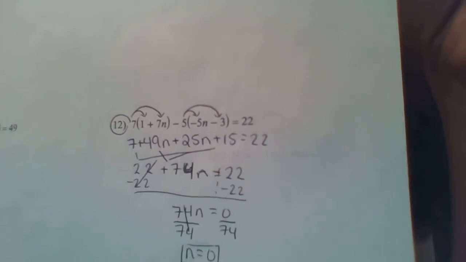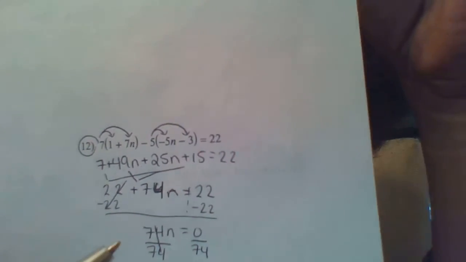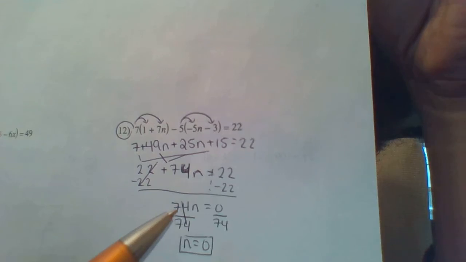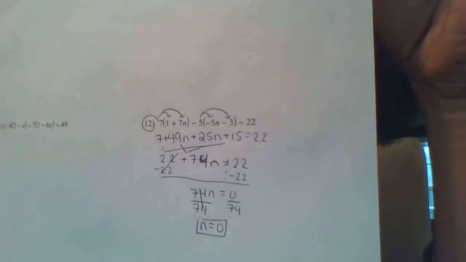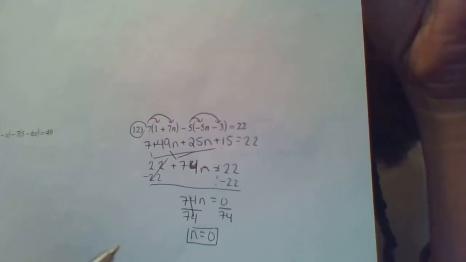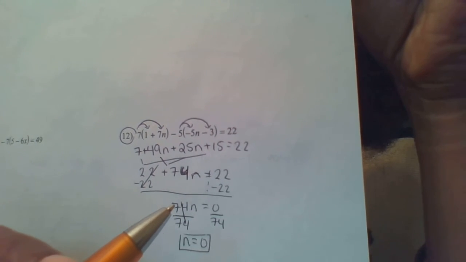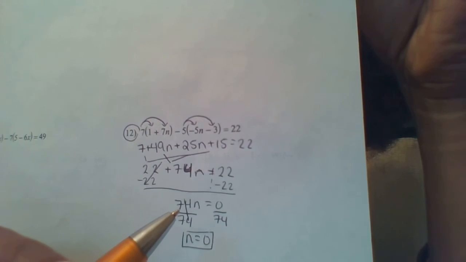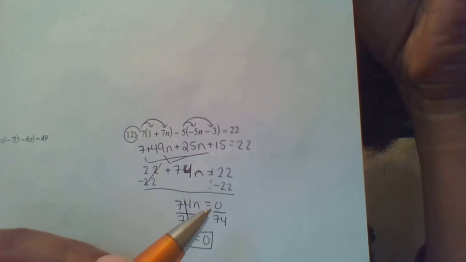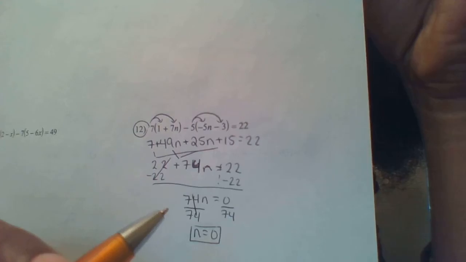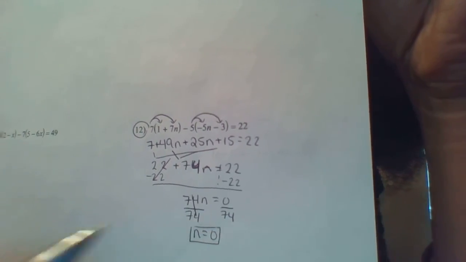So now the last step we need to do to get n by itself is divide by this 74. Again, whenever a number is next to a variable, that's multiplication. Opposite of multiplication is division. So we're using division on both sides to keep the equation balanced and cancel this 74. 74 divided by 74 is 1. 1 times n is n. 0 divided by 74 is just 0. So the answer for problem 12 is n equals 0.